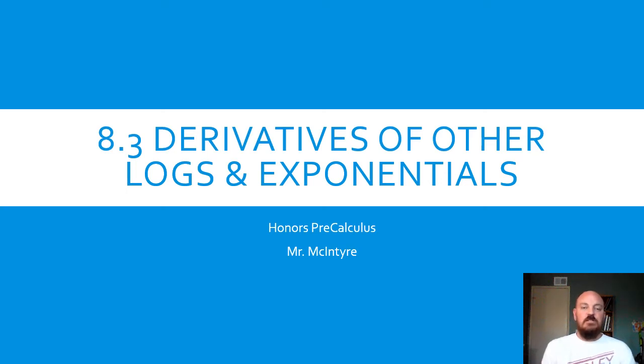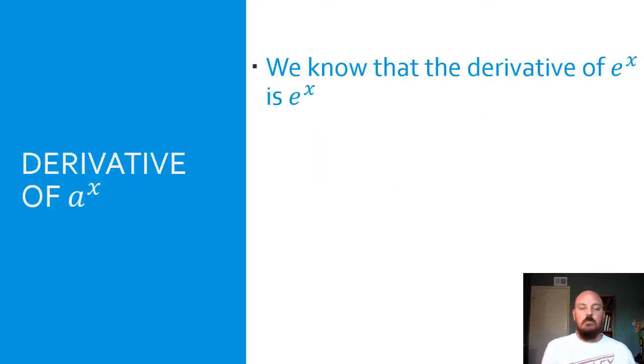Hi everyone. So far in chapter 8 we've learned the derivative of e to the x and the derivative of natural log x. And now what we're going to do is real quickly talk about what if it's a different base. So let's start off by just reminding ourselves.